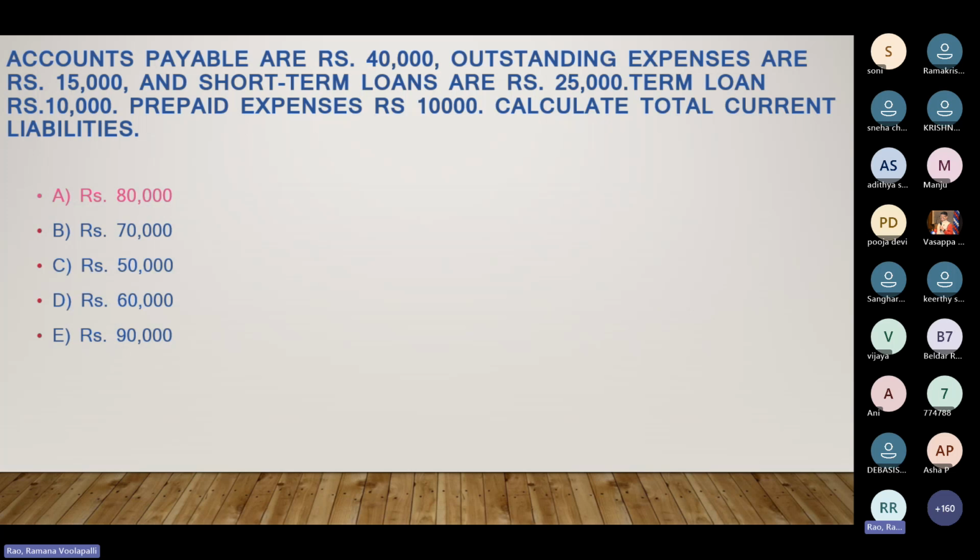Okay. So some people have said, yes, Geeta madam, within a year. It is within a year. Current liabilities, the expenses which can be paid within a year, are known as current liabilities. Okay.